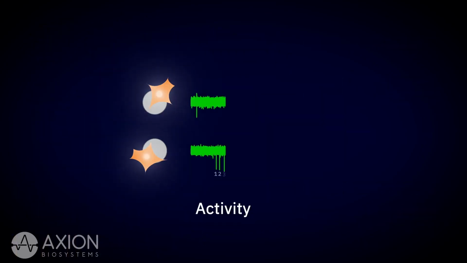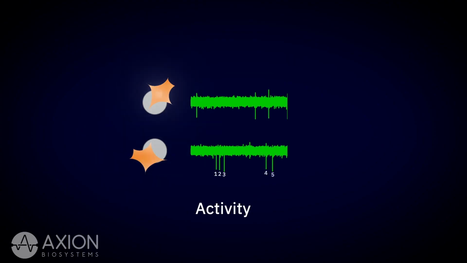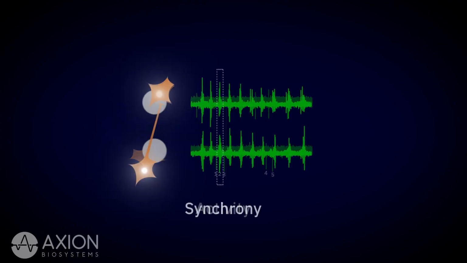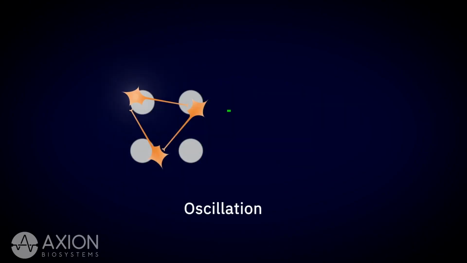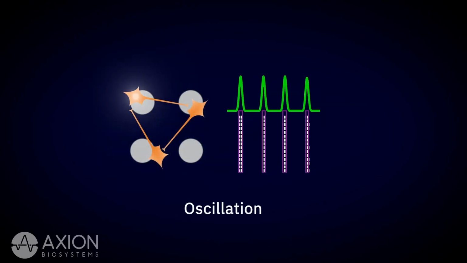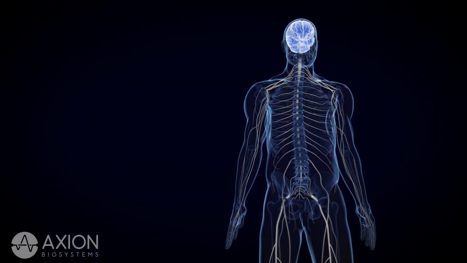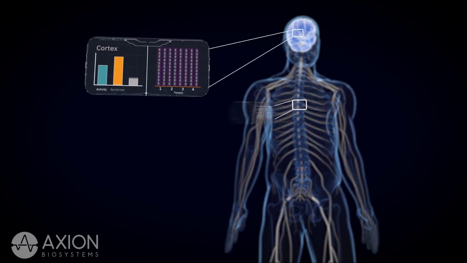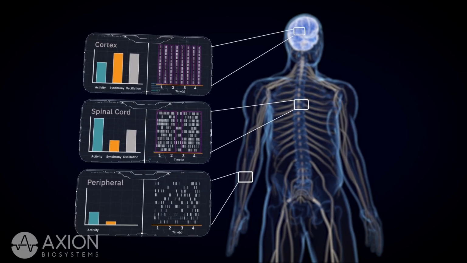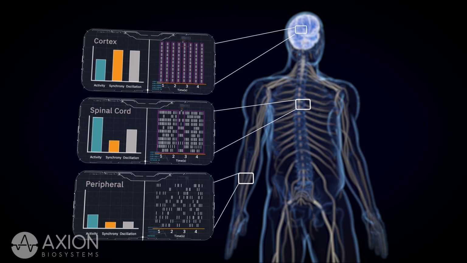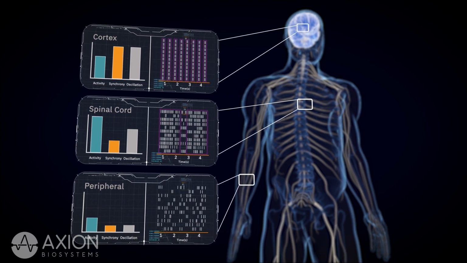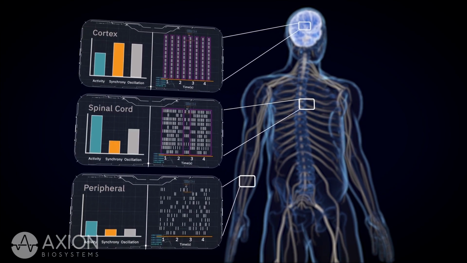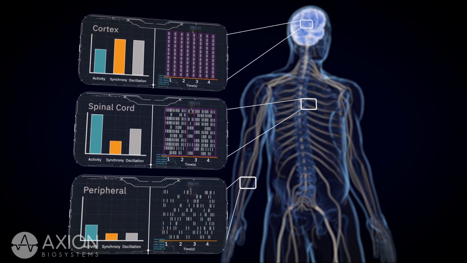By looking at different metrics that describe the firing patterns, such as activity, synchrony, and network oscillations, an activity profile of the culture is made. These activity profiles act as a fingerprint for the culture, changing based on the composition of cells in culture, their health, maturity, genetic makeup, or chemical effects.